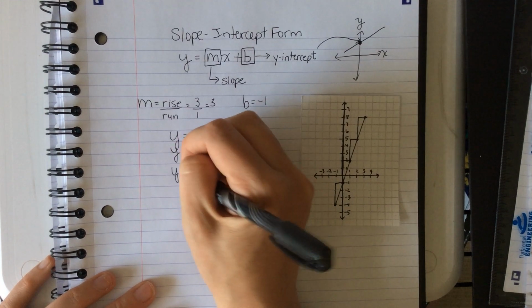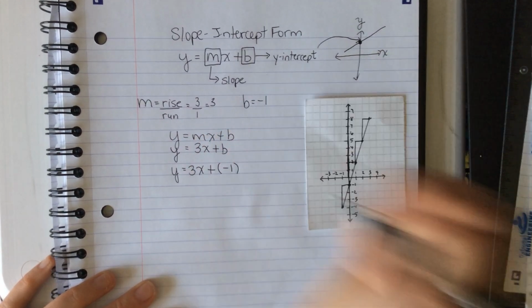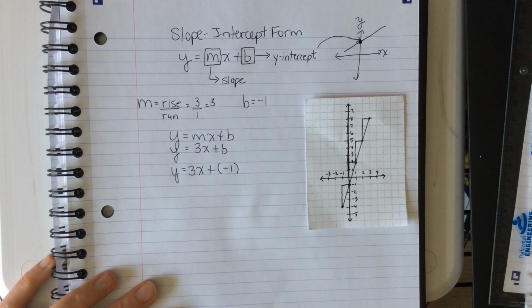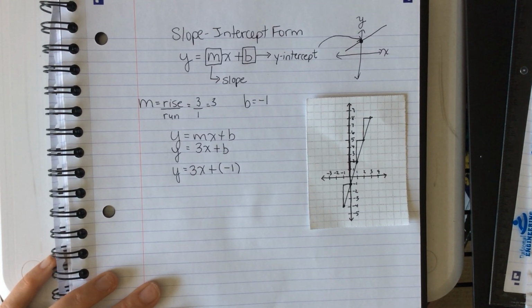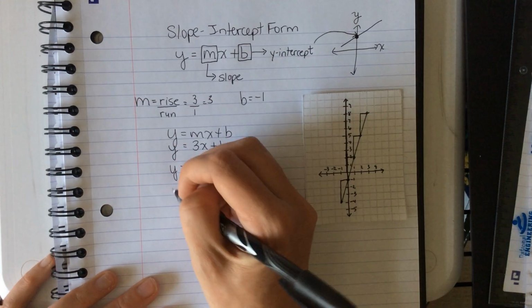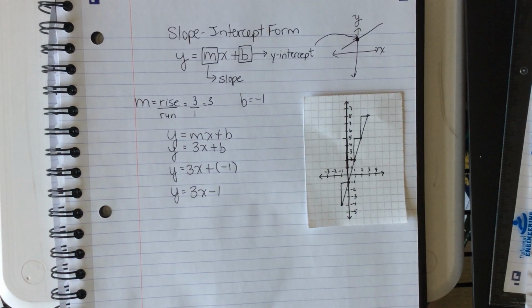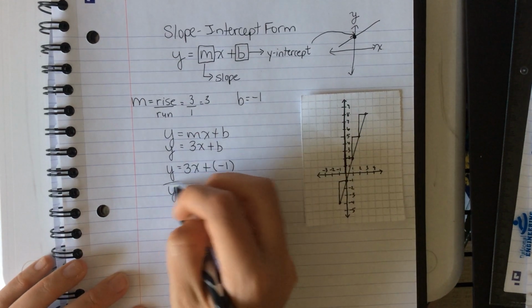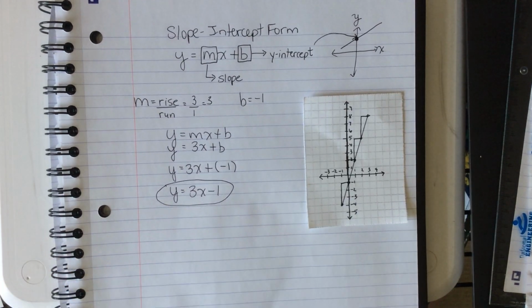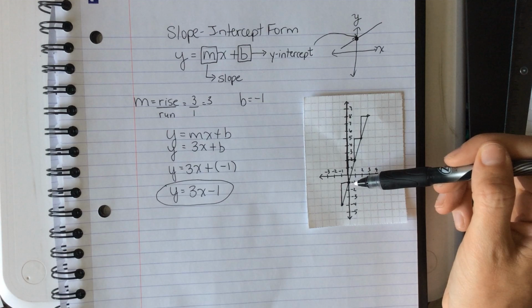I can substitute that also into my equation. 3x plus, and then for b we put in a -1. I wouldn't necessarily leave it like this because we don't often leave it as a plus a negative number. So we would just change this to 3x minus 1, because adding a negative number is the same as subtracting. That would be my equation for a line. It's quite easy to do if you have a graph. You can just look at it and determine what the slope is by looking at the rise over the run.